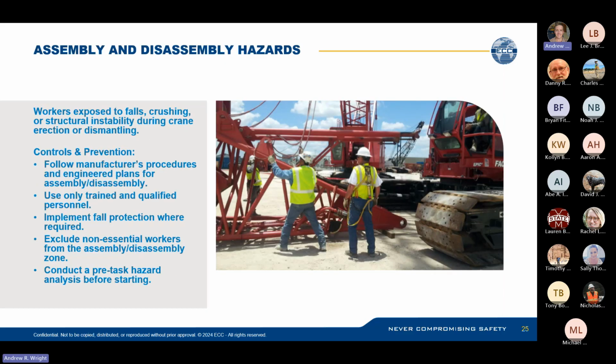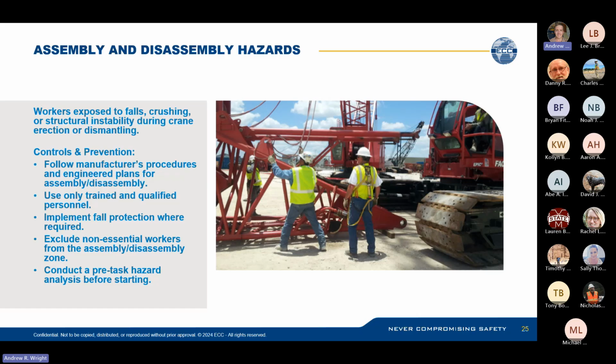Next hazard comes from the assembly and disassembly process. So a lot of crawler cranes and tower cranes have to be assembled on site. So that presents a unique set of hazards that are different than when you're just basically lifting the load to and from. So these are workers exposed to falls, crushing, or structural instability during crane erection and dismantling.